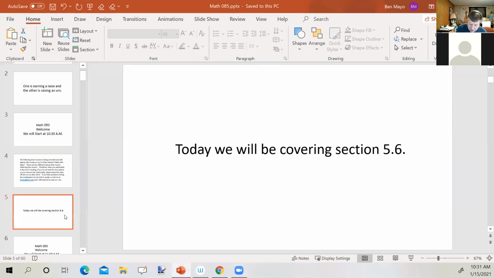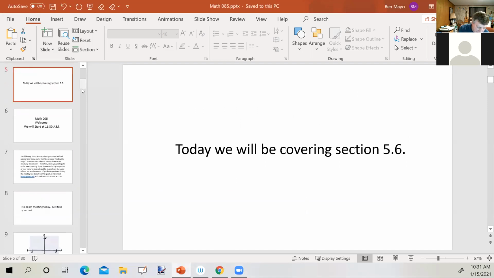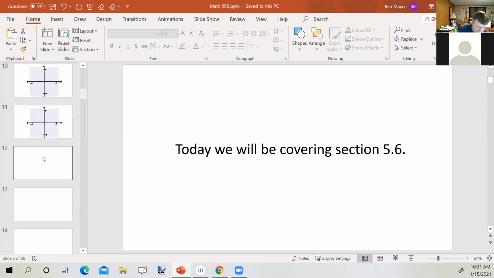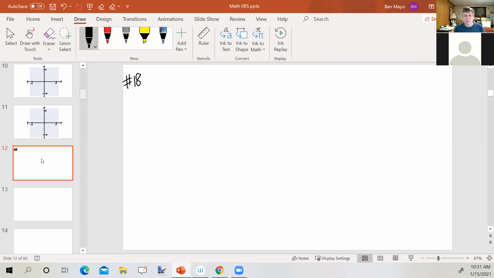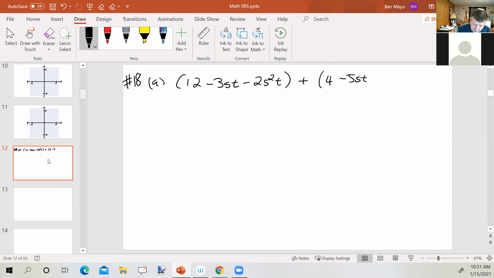Okay, so today, eventually we're going to get on to 5.6, but first I have several questions that students asked. The first one, these are all from 5.5, I believe. The first one, this is number 18. And again, your numbers may be different from this. There were two questions. The first one, part A, says quantity 12 minus 3st minus 2s squared t, plus the quantity 4 minus 5st.